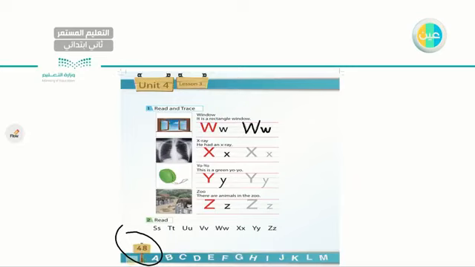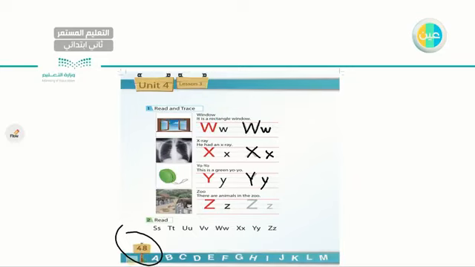X-ray. He had an X-ray. So let's write X, capital and small. The next one I have is letter Y. I have the word yo-yo. This is a green yo-yo. So I have a capital Y and a small y. The word is yo-yo. The last letter I have is Z.